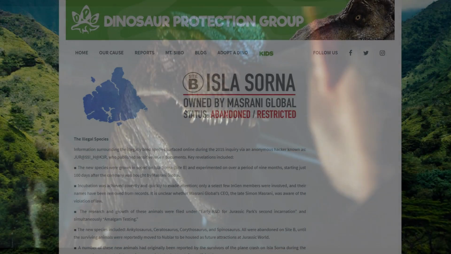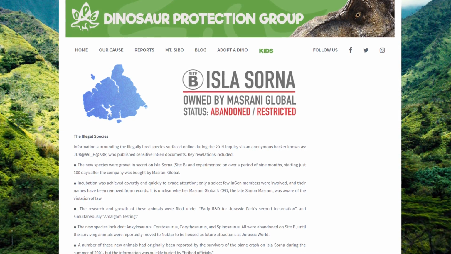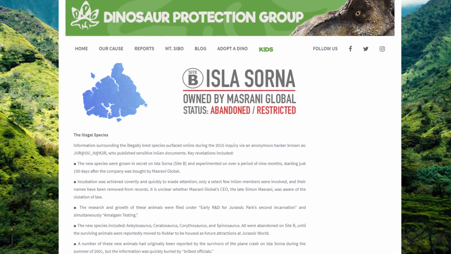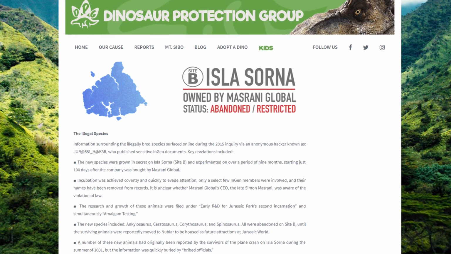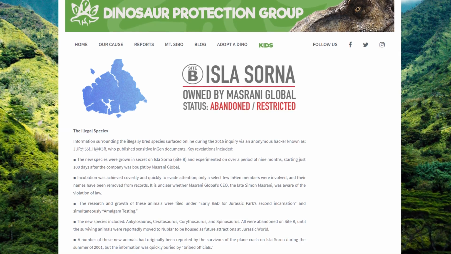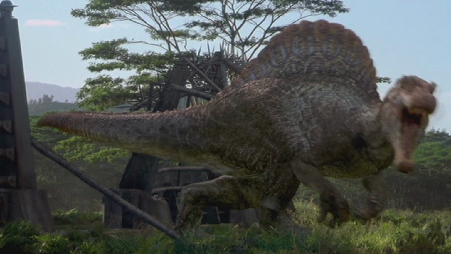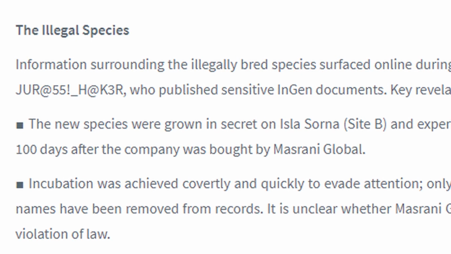We could talk about some of the new information as well, like the fact that some of the inactive dinosaurs on InGen's list were actually illegally bred in 1999 after Masrani bought InGen and began cloning new dinosaurs in preparation for Jurassic World. This is where Ceratosaurus and Spinosaurus come from and explains why neither of those creatures were on Hammond's list. But wait a minute, why were they said to be illegal?